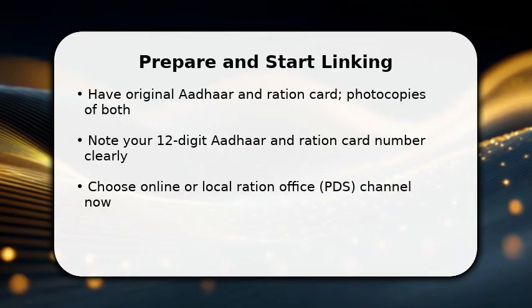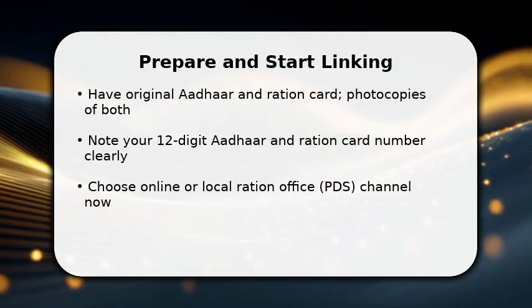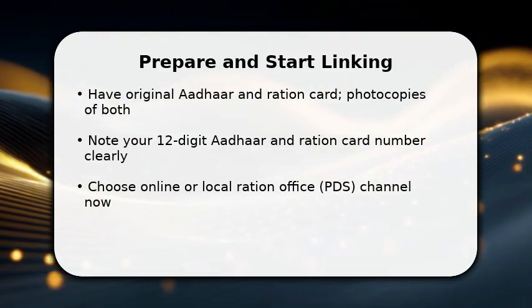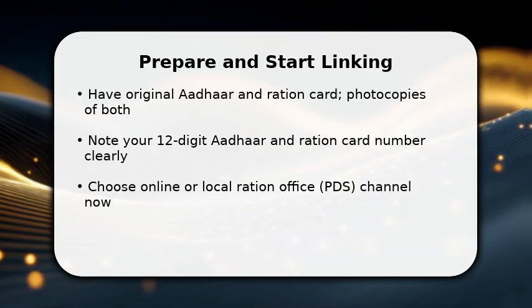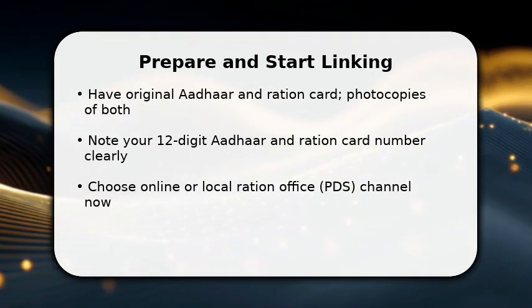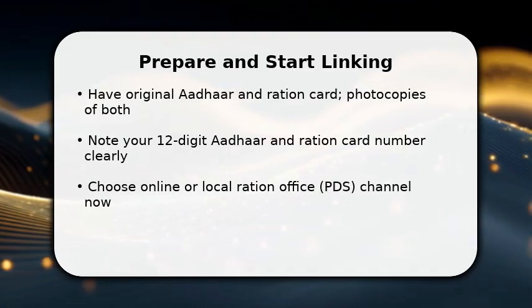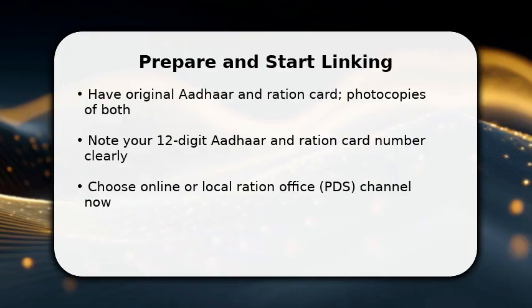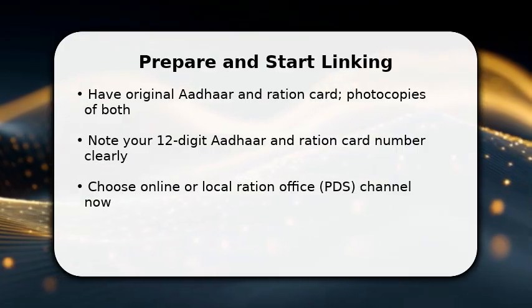You start by confirming documents, Aadhar and Ration card originals, and clear photocopies. Once done, decide whether to use the online portal or visit the public distribution office. I recommend online for speed. Make sure your mobile number is active with Aadhar to receive OTPs.